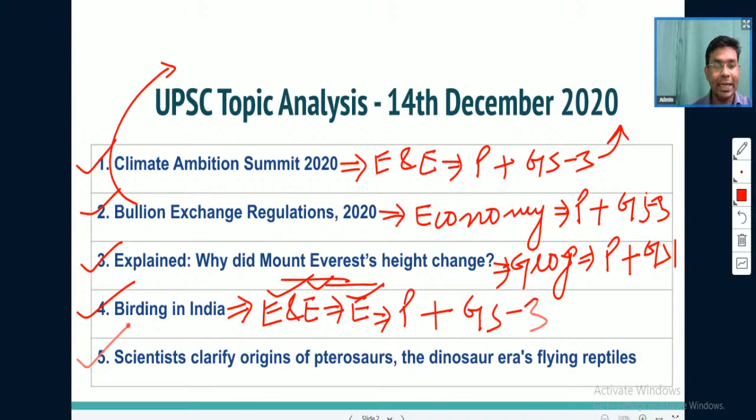Then the next topic that we are going to understand is a clarification by scientists related to the origin of Pterosaurs. Pterosaurs were the dinosaur-era flying reptiles. As we know, dinosaurs were the animals that ruled over the land, but at that particular time period there were Pterosaurs flying in the sky. So we will understand the scientific clarification related to the origin of Pterosaurs. These are the important topics that we need to look into in detail today.